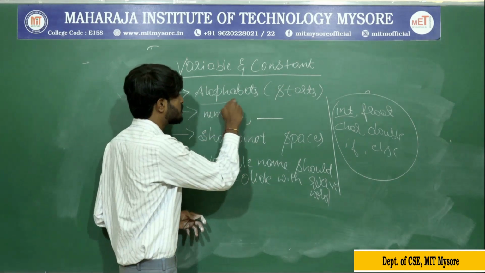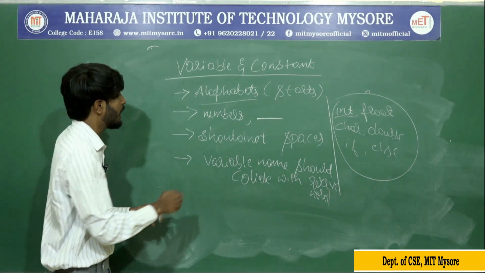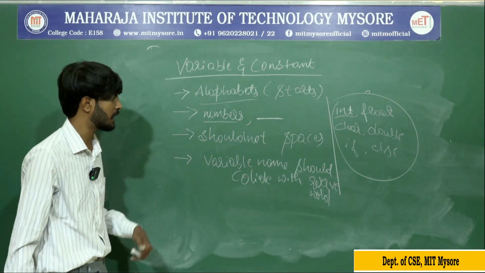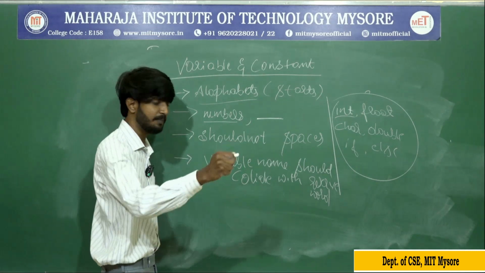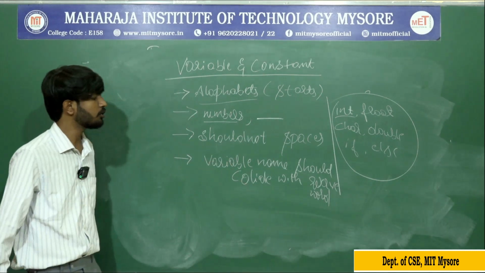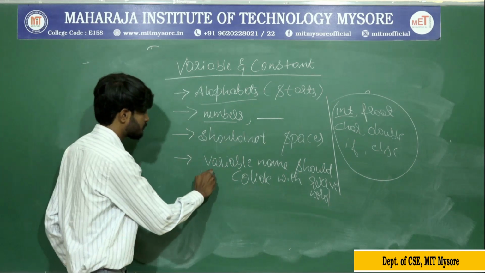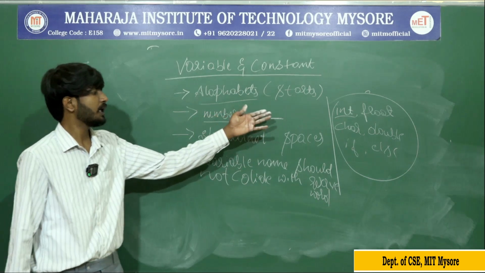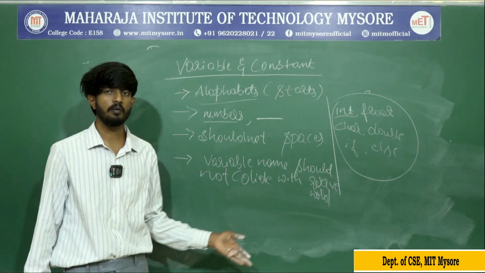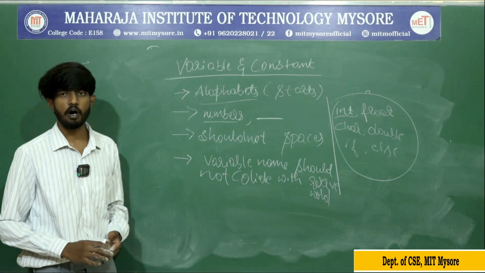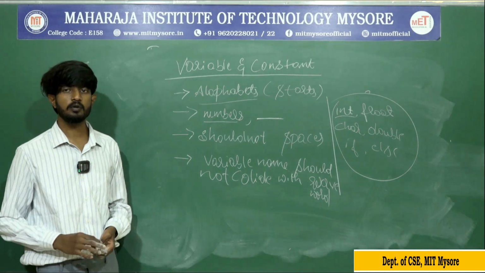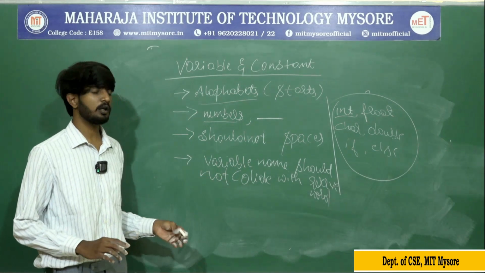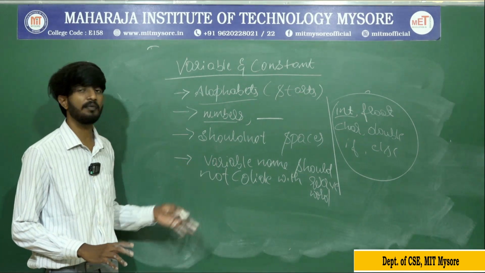So the variable name should start with alphabets only, and it can have numbers and only one special character, that is underscore, and should not have any spaces, and the variable name should not collide with the reserved words. Reserved words are like int, float, char, double, if, else, while, do while, for, break, continue, const. So we cannot use a reserved word as the variable name.